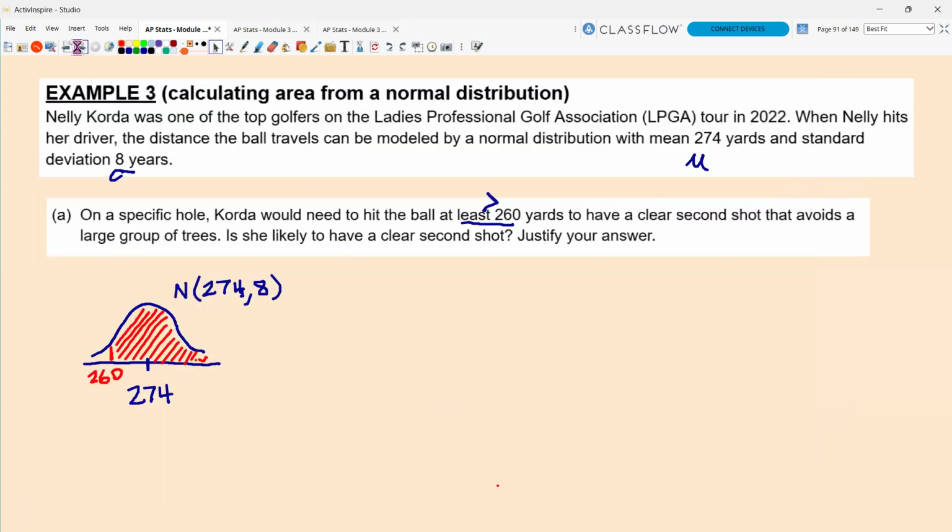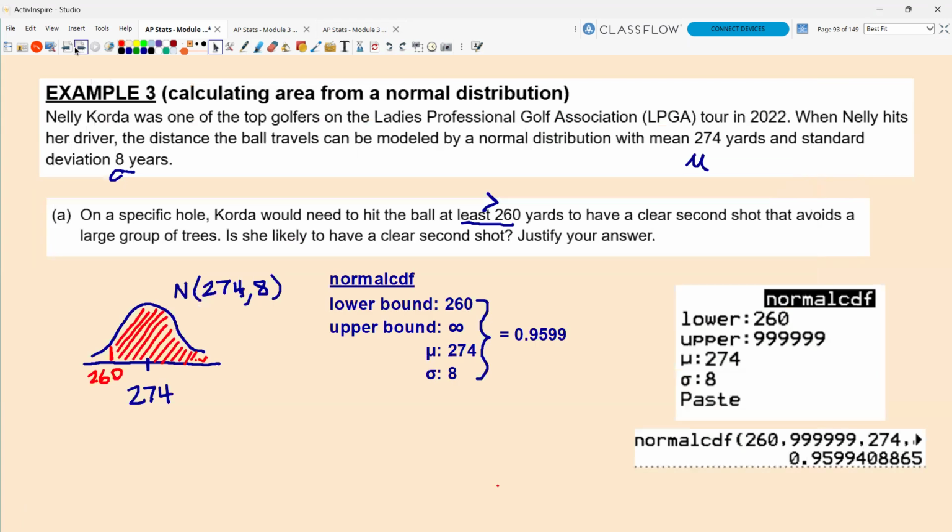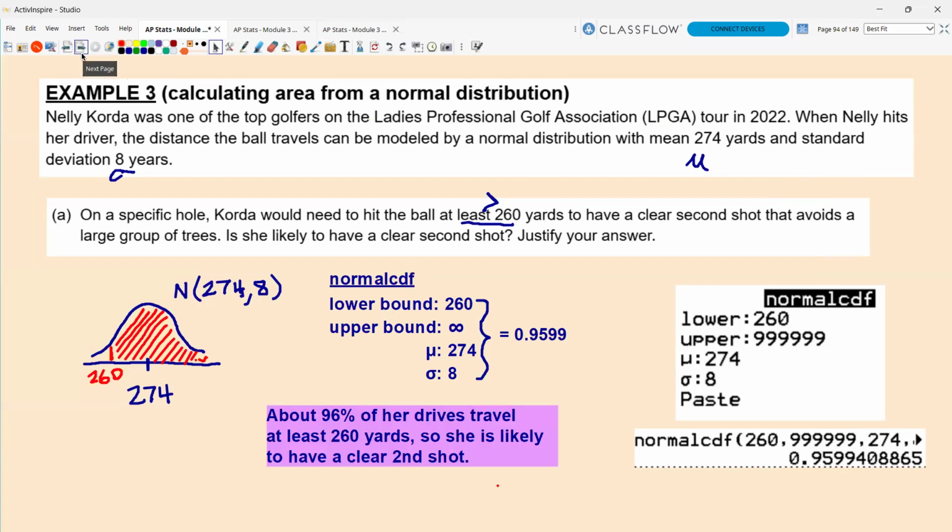So we'll write those inputs when we're doing the work. What you see here in blue is what you'd want to write. Your lower bound would be 260, your upper bound would be infinity, your mean is 274, and your standard deviation is 8. And write your percentage down or your decimal. Also, make sure you write normal CDF. You have to write the calculation that your calculator is doing, so don't just do lower bound, upper bound, but actually write normal CDF. All right, this question says, is she likely to have a clear second shot? Again, another high probability, so she is likely to have a clear second shot in this case.